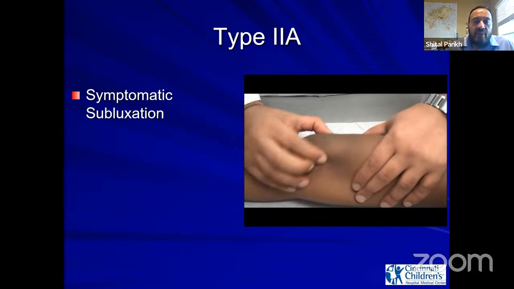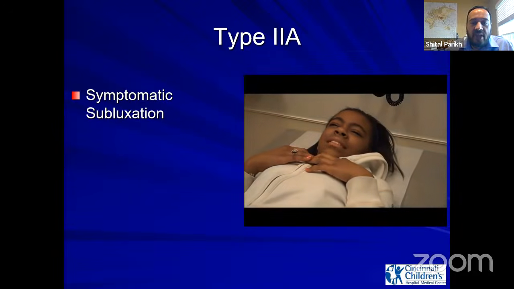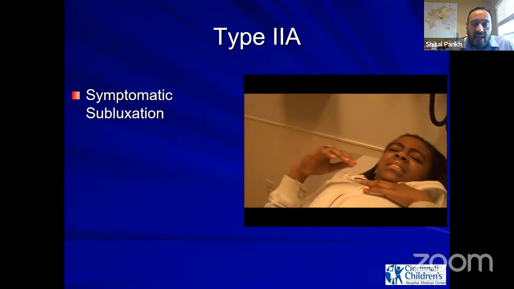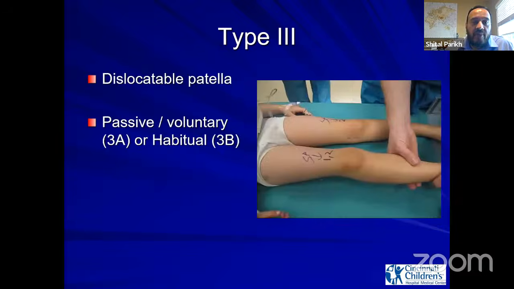Type 2A is where the patient has subluxation, so may have had one dislocation, but then remains symptomatic and has subluxation episodes. And these can be disabling. The patient can have pain, can have apprehension, can lose function, can have swelling or partial giving way episodes. And if the patient has exhausted conservative treatment, which includes bracing and physical therapy, then an MPFL reconstruction can help.